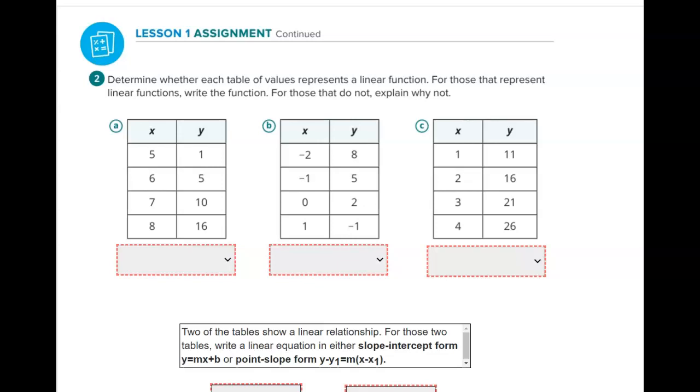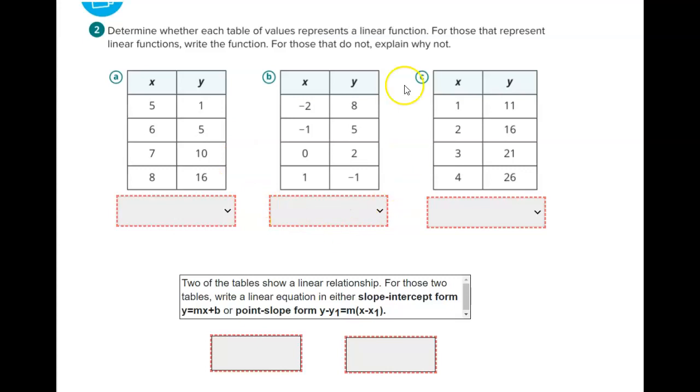On this assignment, which is on page 200 of your textbook, you are going to look at these tables like you've done before, and some of them are representing linear functions and some are not. So you're going to decide which are linear and which are not linear. And for linear functions, you're going to write the function as an equation. And for those that aren't a linear function, be able to explain why they're not.